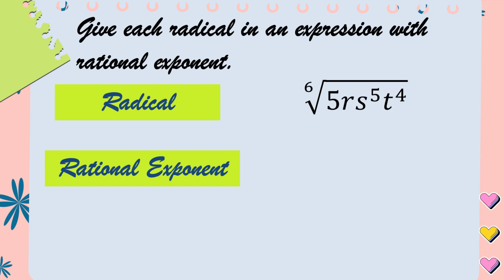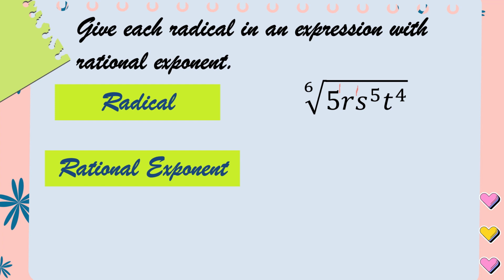Next, 6th root of 5r s raised to 5 t raised to 4. Again, we have the expressions inside the radical symbol. 5 is understood to have an exponent of 1. R is understood to have an exponent of 1 also.